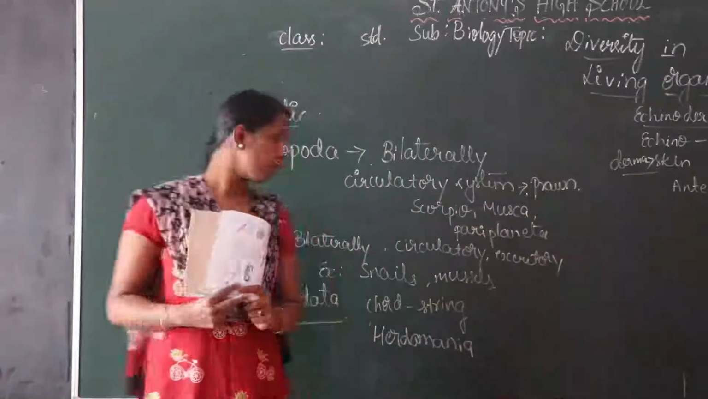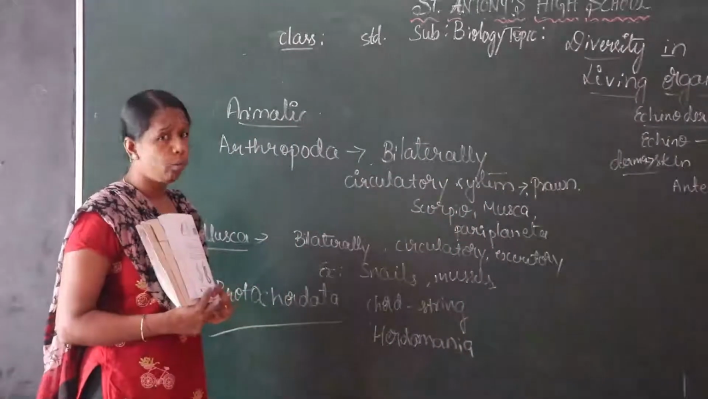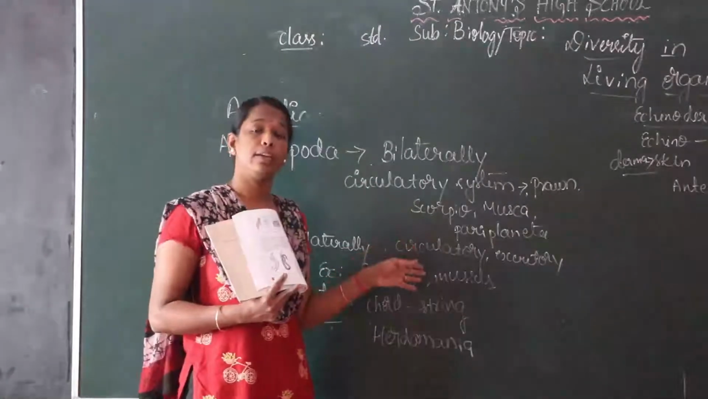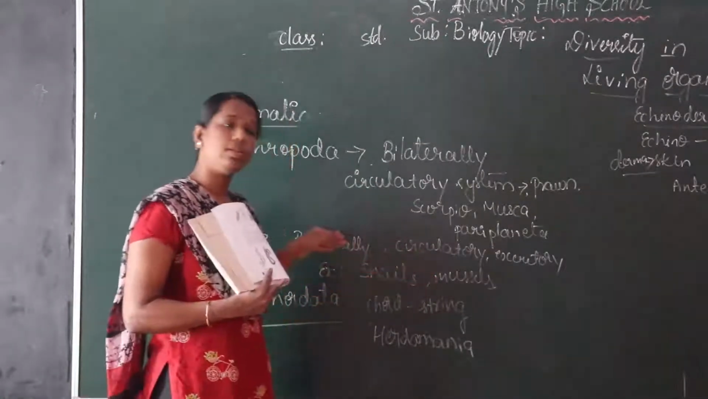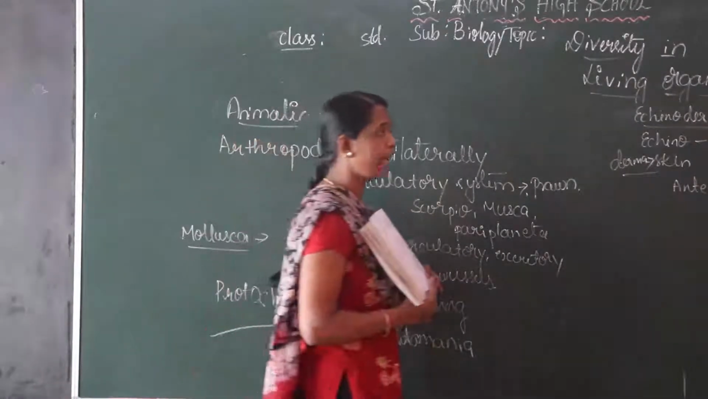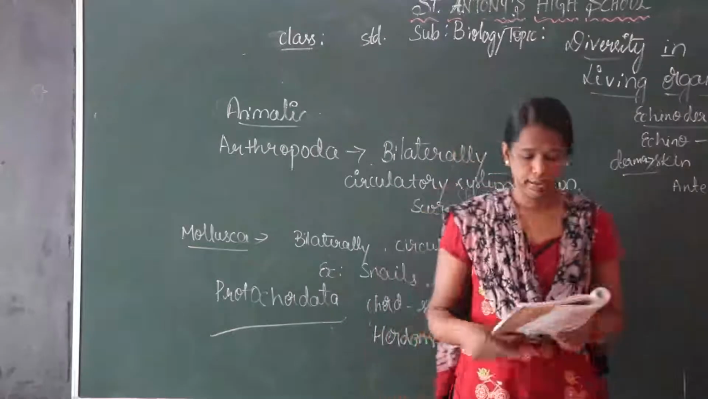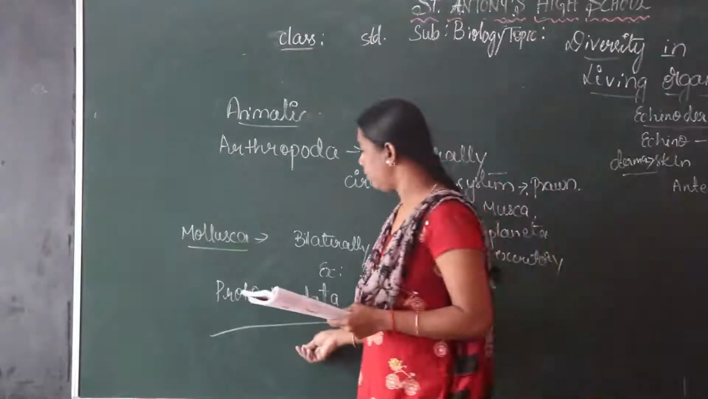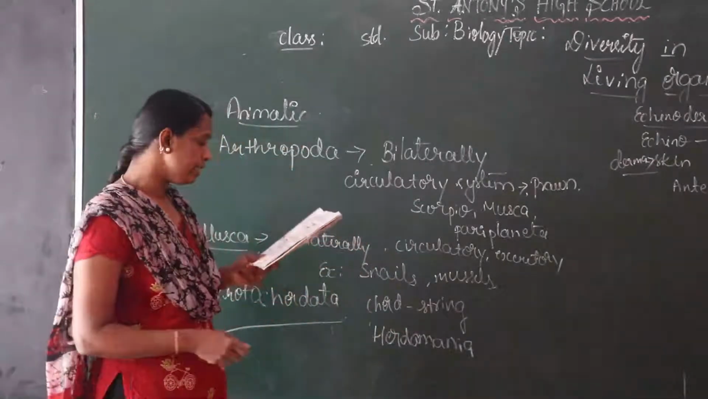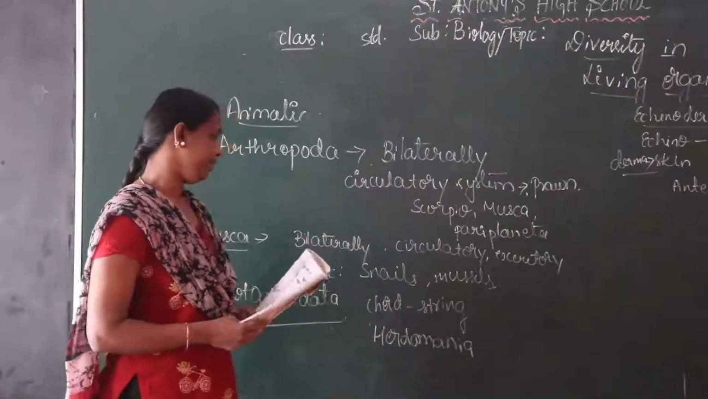In this group of animals, they have an open circulatory system. Here there is no well-designed circulation of blood, and they also have kidney-shaped organs that help to excrete. Next one, protochordata. Here, chord means string.